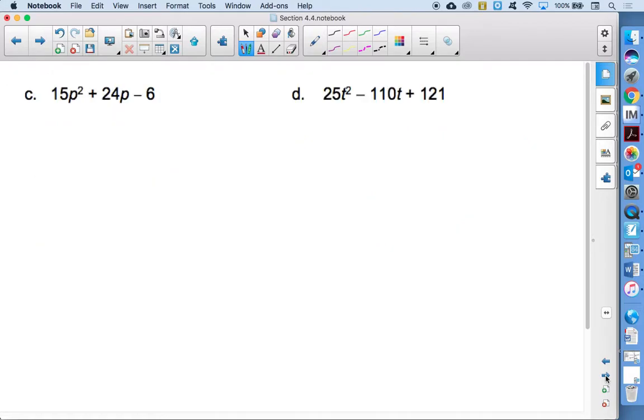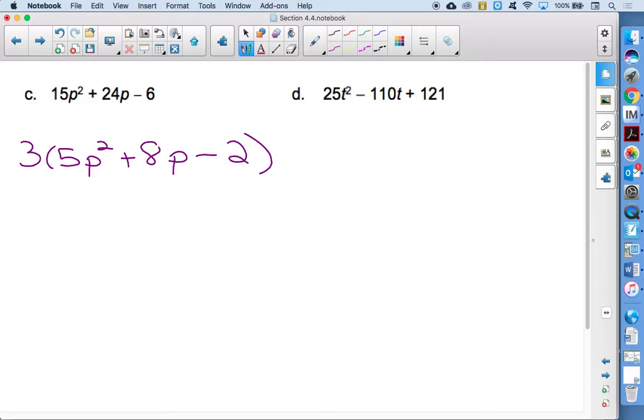So look at letter C. First question, what do they have in common? So 15p squared plus 24p minus 6. A 3? So if we take out a 3, you get 5p squared plus 8p minus 2.